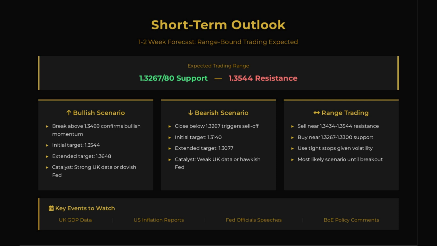For range traders, the strategy is to sell near resistance at 1.3434 to 1.3544 and buy near support at 1.3267 to 1.3300, using tight stops given elevated volatility. Key events to watch include UK GDP data and Fed officials' speeches.